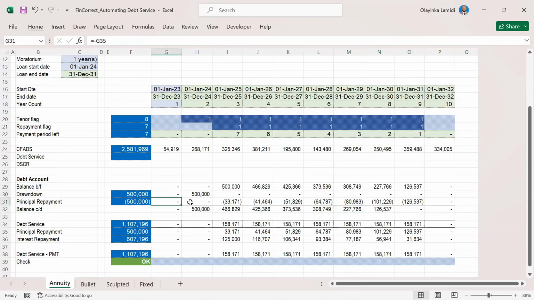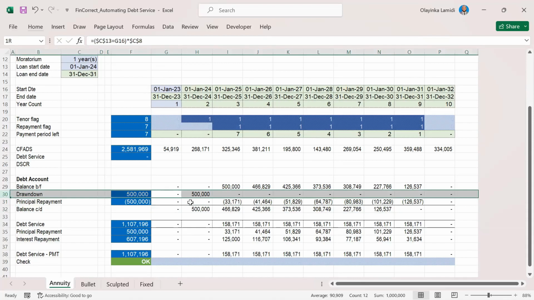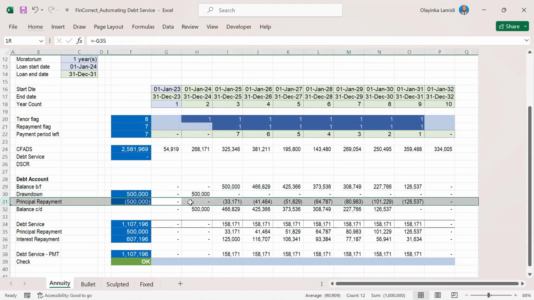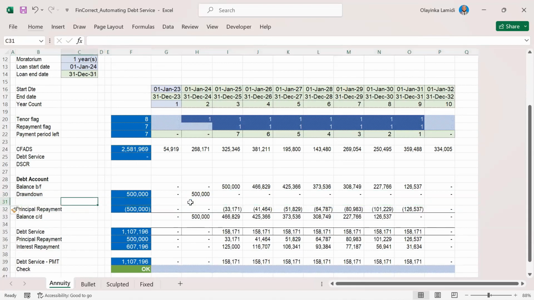So I'm going to highlight all these cells, Control plus Shift plus equal to on my keyboard to add another row. Then I'll call this capitalized interest, which would make it form part of the loan amount. So I will call this capitalized interest, and I would come here and include interest payment.